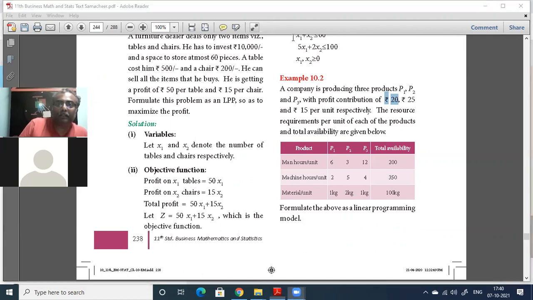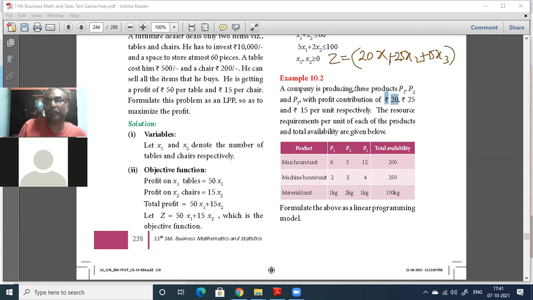What is given here? 20 rupees. You are producing X1 units of P1, X2 units of P2, X3 units of P3. If you are producing X1 units of P1, then you earn 20 rupees profit on each. Then 25 for X2, and 15 for X3. So if you want to maximize this, the maximum profit is 20X1 plus 25X2 plus 15X3. You got your objective function.